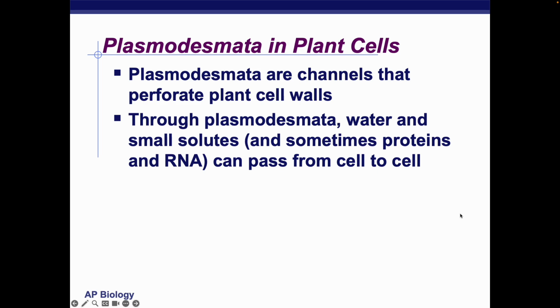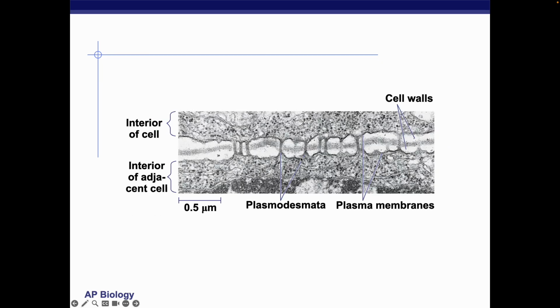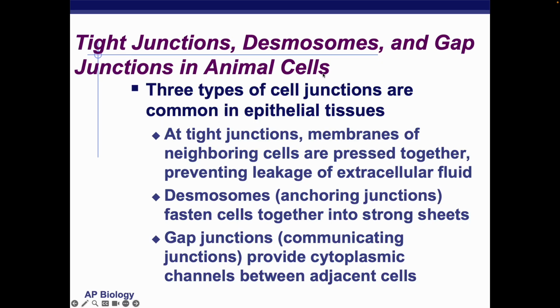Now we're talking about junctions, which is going to be the last thing we talk about. Plasmodesmata are channels through plant cell walls, through which solutes such as RNA and proteins will pass. This is pretty fast and passes from cell to cell. It's similar to gap junctions, which are in animal cells.